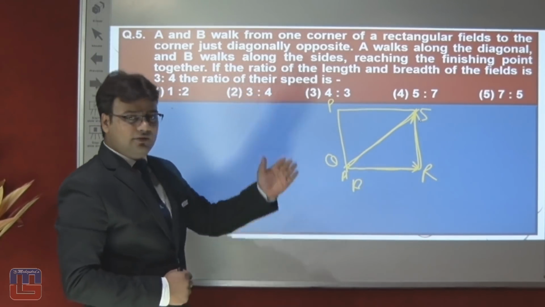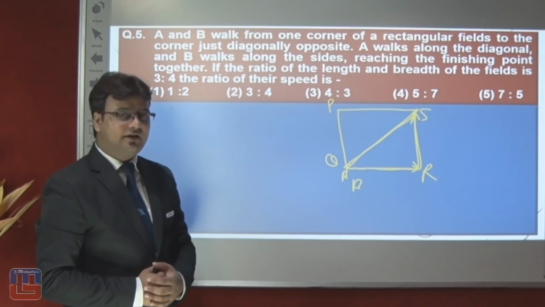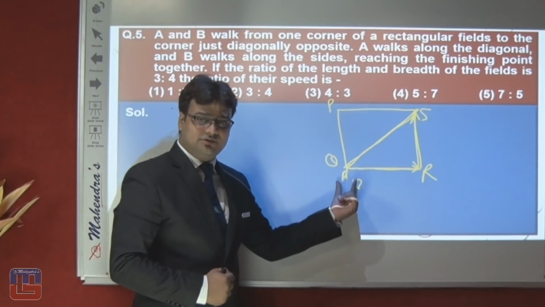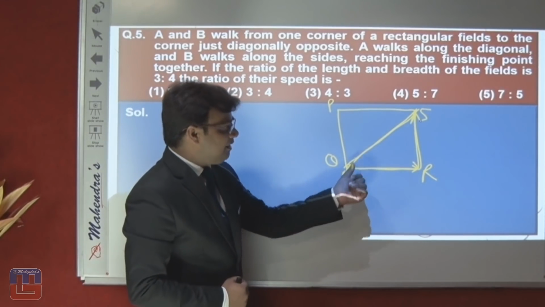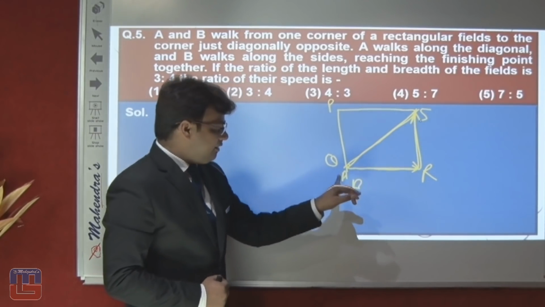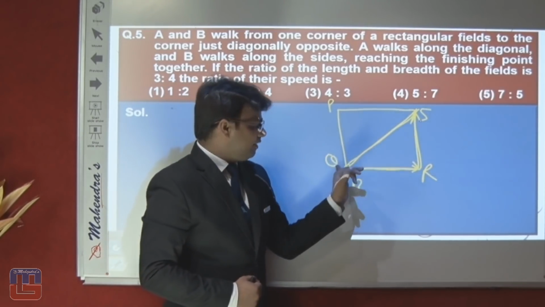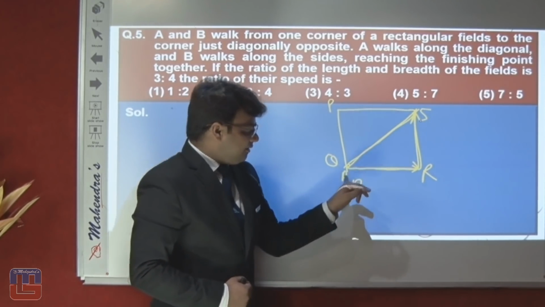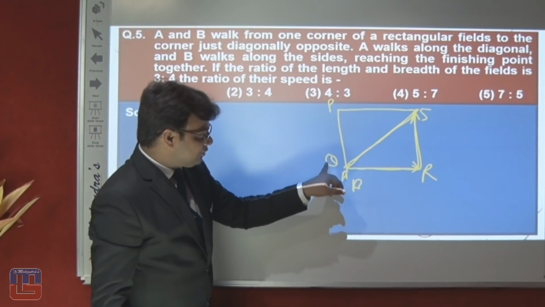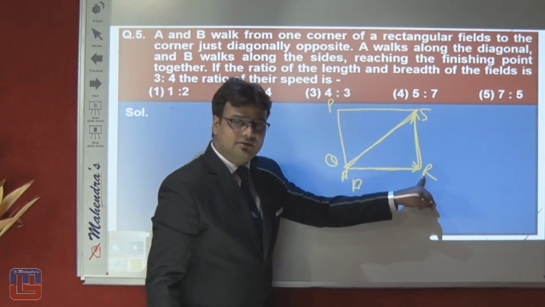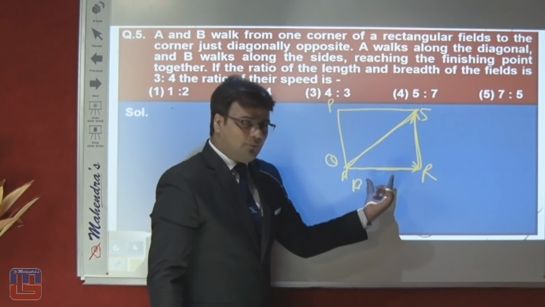The question is that they reach the finishing point together, which means the time taken is the same. The first person goes from P to S directly, diagonally. Another person goes from Q to R, then R to S. How much distance does each travel?